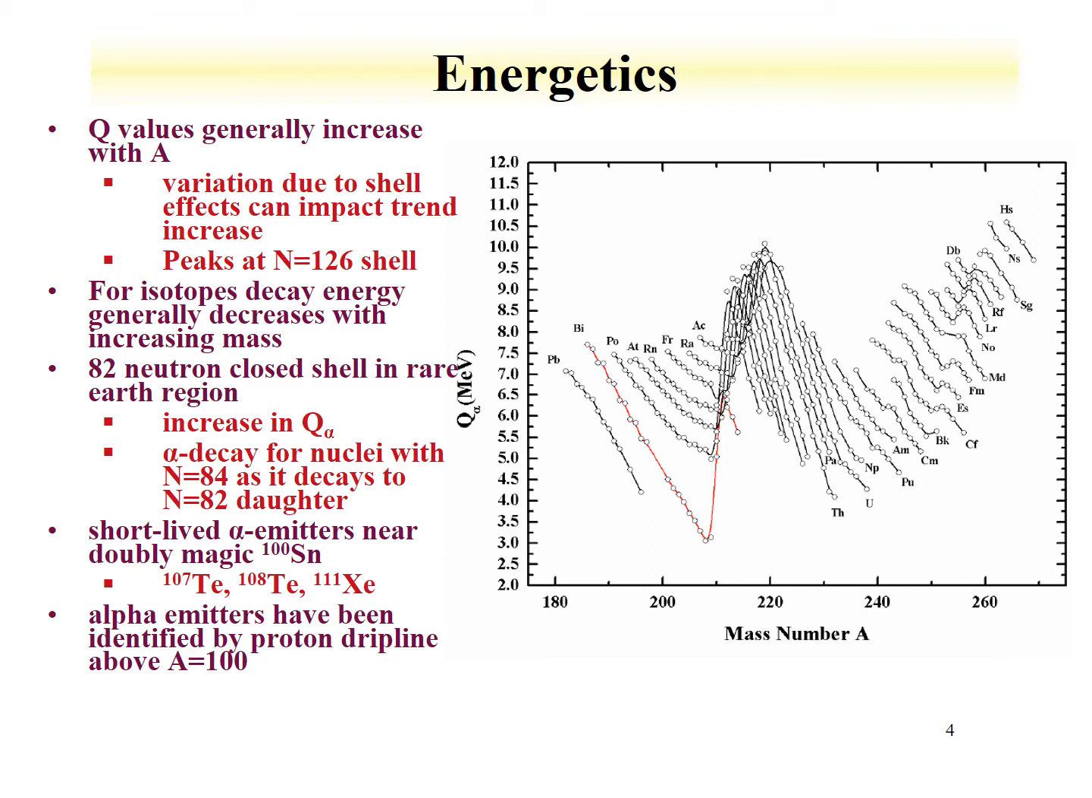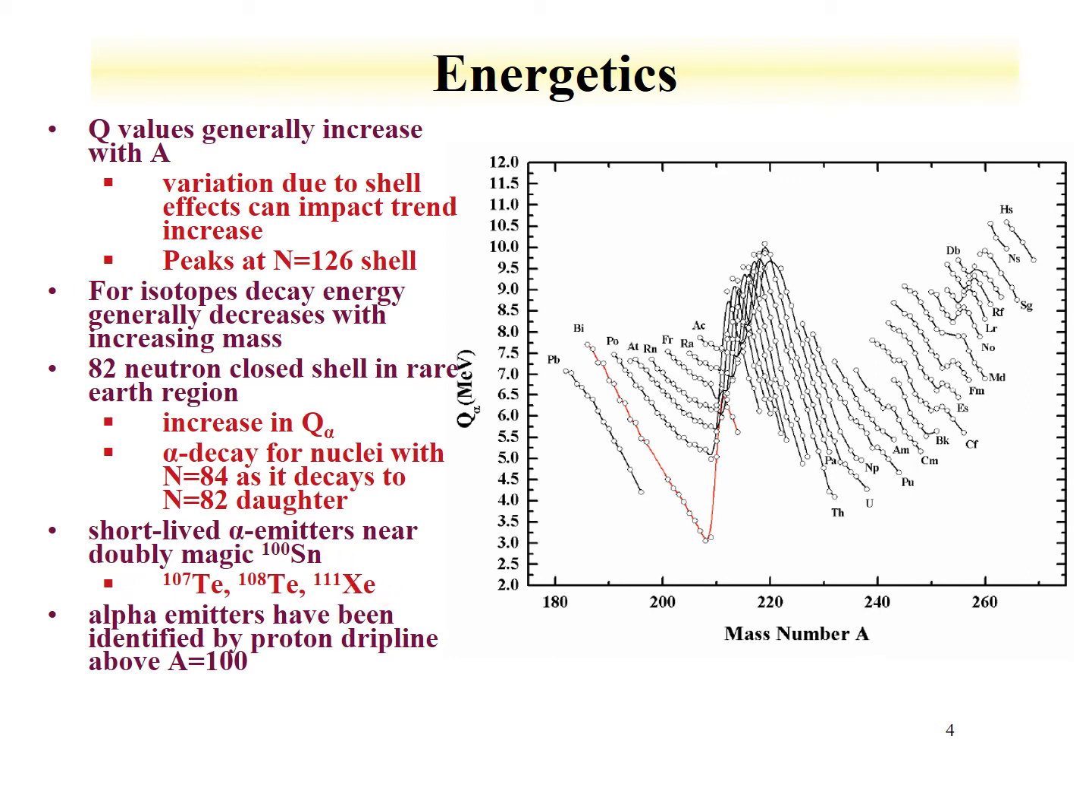There are also some shell effects that we see with this Q value. We see peaks at N of 126. We also see that there's alpha decay near the 82 neutron closed shell, which is found in the lanthanides. We get an increase in the Q value there since we get an increase in the alpha decay energy. The alpha half-life decreases, so that we can start to see some competition between alpha decay and other modes of decay. There are also some short-lived alpha emitters near doubly magic tin-100, and you can examine this on the chart of the nuclides. Look at some of the isotopes that are listed here.